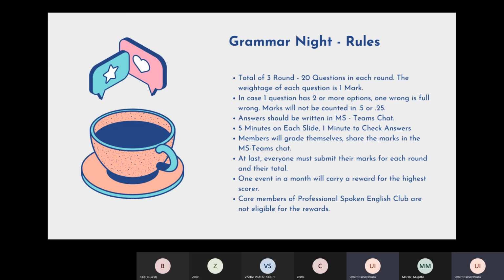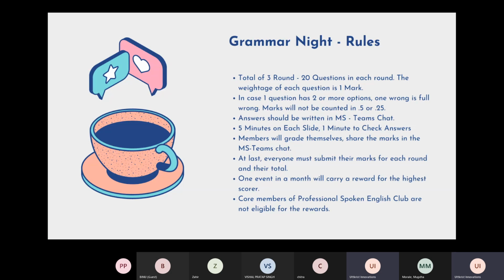These are some of the rules that you need to take care of. I'll give you a minute or two to read it. There are a total of 3 rounds. One round consists of 20 questions, and each question will carry 1 mark. Now, if in one question there are 3 blanks, and you get even one wrong out of those 3 blanks, you will not get the mark for that particular number, because we will not calculate in fractions.